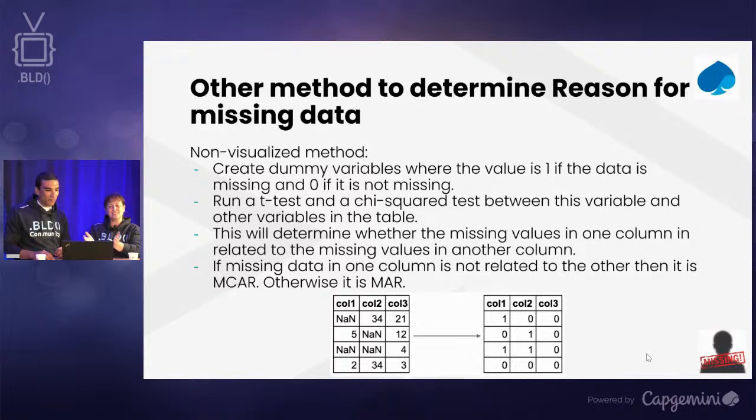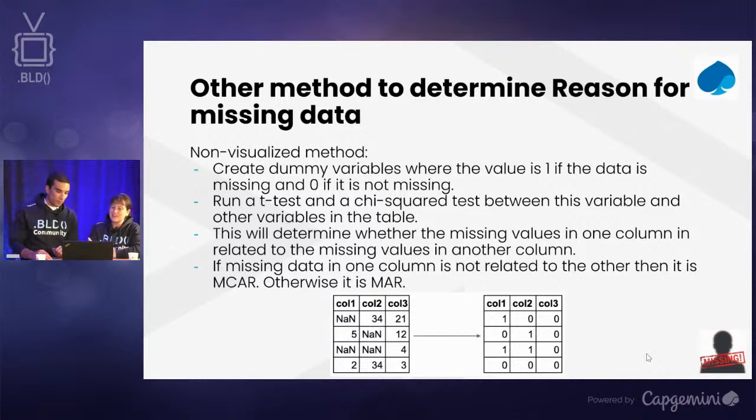And just lastly, another method, you don't necessarily have to visualize. You can also go the numeric way. I'm not going to go into too much detail, but you can use dummy variables. So for each column, if it's missing values, you put a 1. If it's not missing, you put a 0. Then you do a t-test and a chi-square test, and you can see if some of these columns are dependent on each other or not. This can only be used to identify missing at random or missing completely at random. For missing not at random, you need a bit more domain knowledge and dig in further.